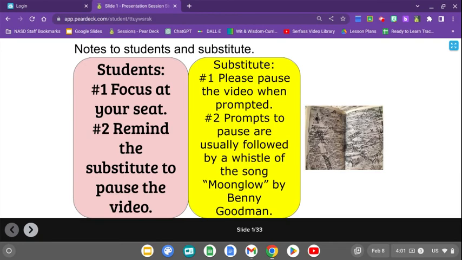Students, you've got to focus at your seat. Be in your assigned seat. Don't be somewhere else. Don't be up on anything. Obviously, you're going to sit in your seat at a desk and take care of business. Number two, remind the substitute to pause the video.